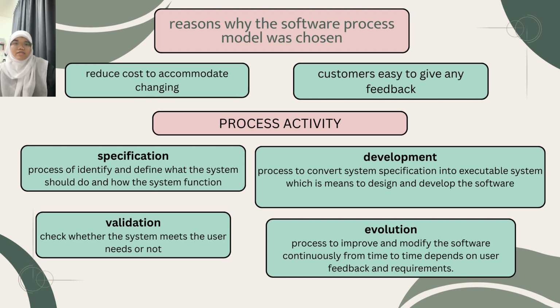The first process activity involved in the Agile process model is specification. Specification is the process to identify and define the system requirements and how it works. It involves gathering and analyzing information to identify what the user needs are and the important features that need to be developed first. For example, login functionality and search route are features that need to be developed first in the Buzz Asia website.